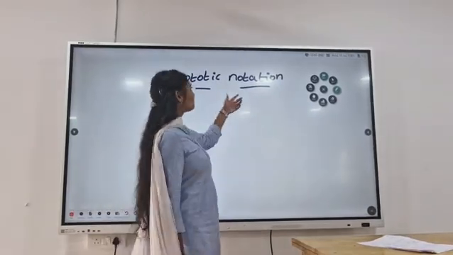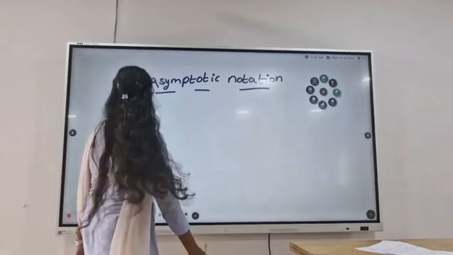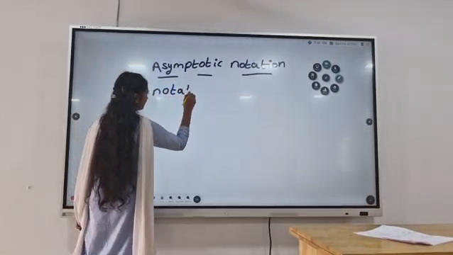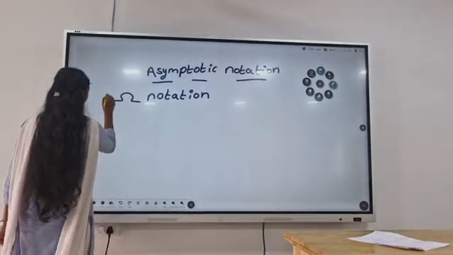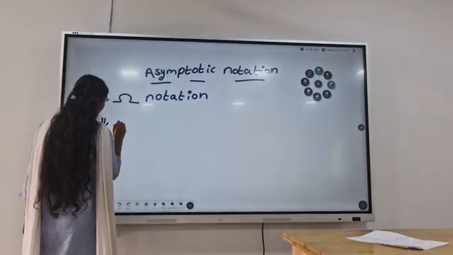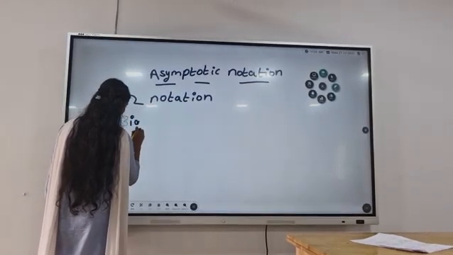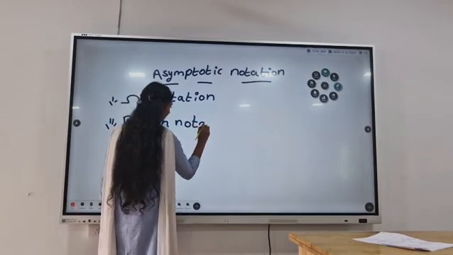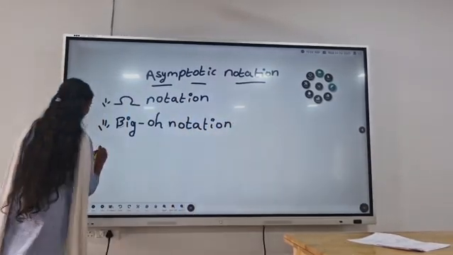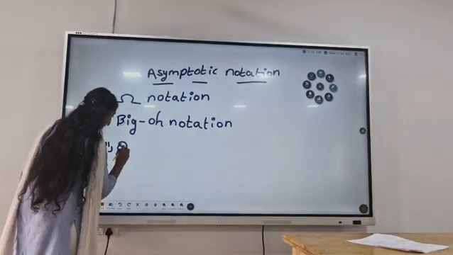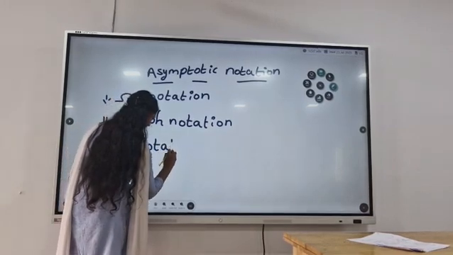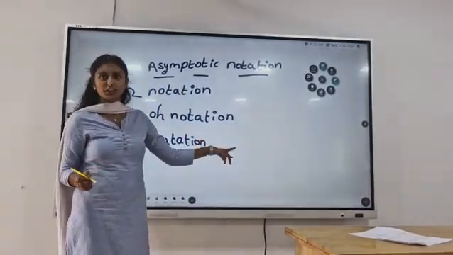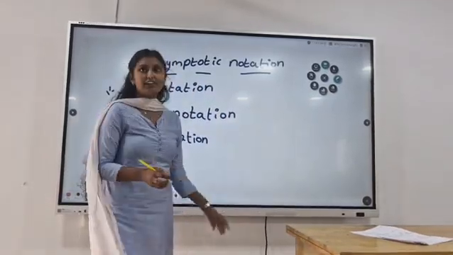Today I want to talk about asymptotic notations. There are three types of notations. One is omega notation, second one is big O notation, and third one is theta notation. These are the three types of notations we have in asymptotic notations. We can discuss each one.